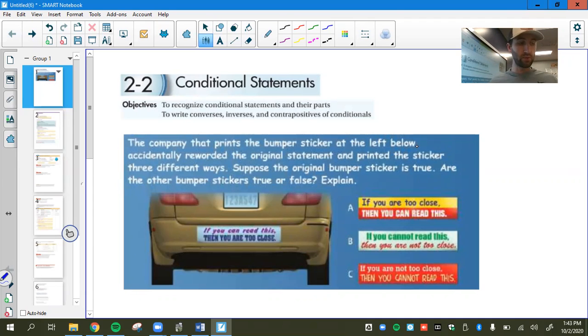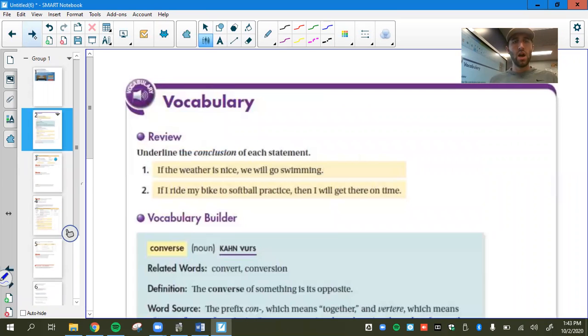We're going to skip this first page. We're just going to talk about recognizing conditional statements. That's 1. Writing converses 2, inverses 3, and contrapositives 4. So we're talking about those 4 things today. Those are our big 4 takeaways for today. All right. So jumping into the first page, we can break up these statements. These are what we call conditional statements, kind of the if-then.